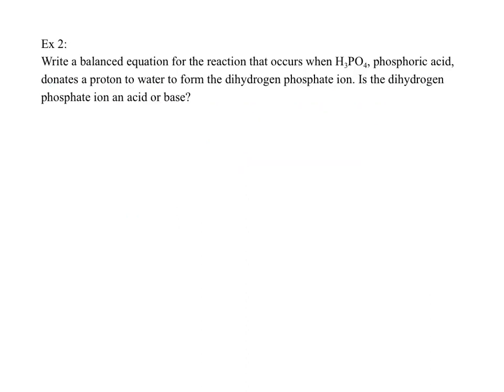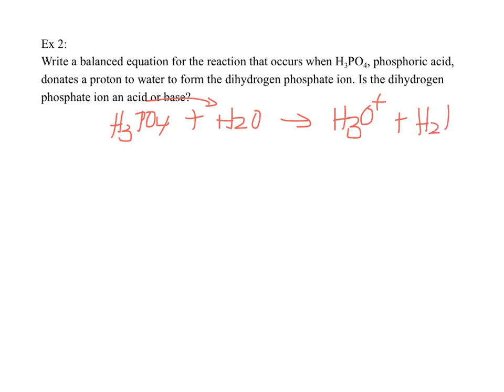Okay, last example: write a balanced equation for the reaction that occurs when phosphoric acid donates a proton to water. So I'm just going to try and draw this out. H2O is going to accept and form H3O plus. And then this one will be down one hydrogen, forming a negative charge. Is the dihydrogen phosphate ion an acid or a base?